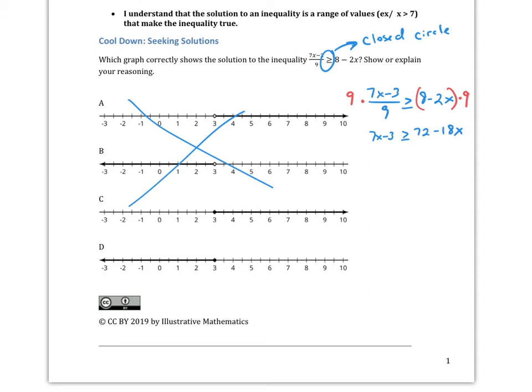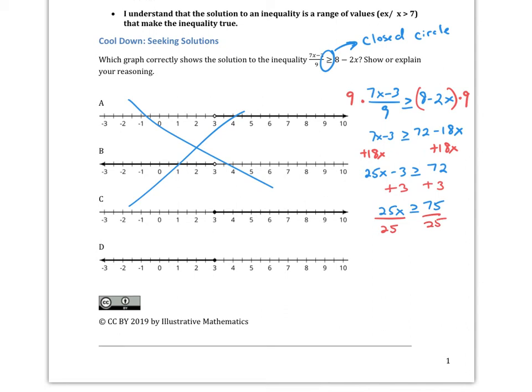Next, I'm going to get the variables on one side, so I'm going to add 18x to both sides. So I know 7x plus 18x is going to be 25x, so now I'm at 25x minus 3 is greater than or equal to 72. Next, I'm going to add 3 to both sides. So I end up with 25x is greater than or equal to 75. And then my final step is going to be dividing both sides by 25.